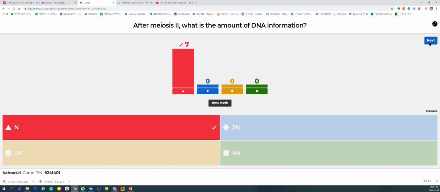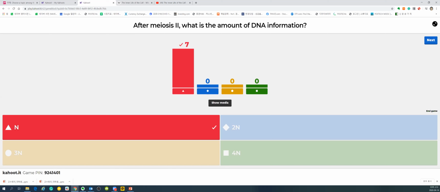Any different opinion? It should be N, because in meiosis 2, only the sister chromatids are divided. They have the same information. So if recombination occurs, it should be the same. Different kinds of cells may be produced, but the total amount of information cannot exceed N, because the maximum amount of DNA is N. So there is no more than N.